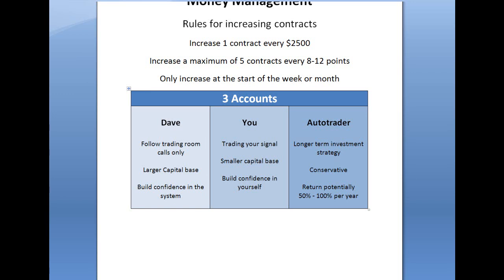So getting these accounts going, firstly, for you to build confidence in the system and actually start making some profit.